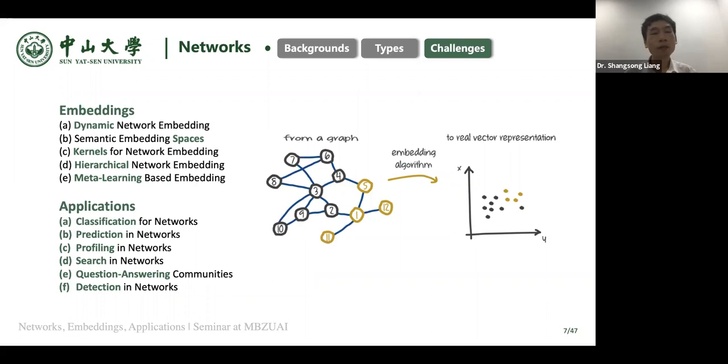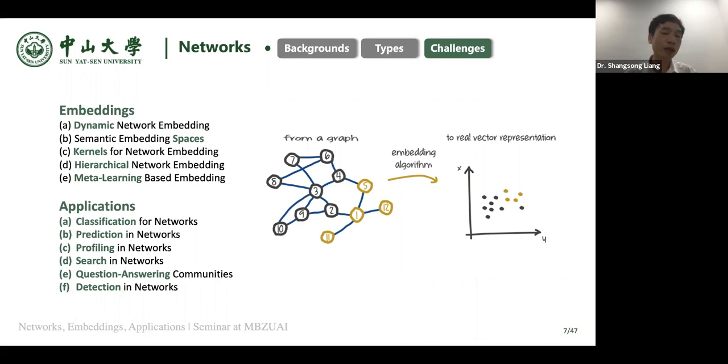And after we have a very good, efficient embedding algorithm, a graph neural network algorithm, how can we apply it to deal with a number of tasks in information retrieval and data mining? That is also challenging. For instance, how to apply the graph neural network algorithm for node classification and link prediction in networks, and how to profile the nodes, that is the users, in the network is challenging as well.